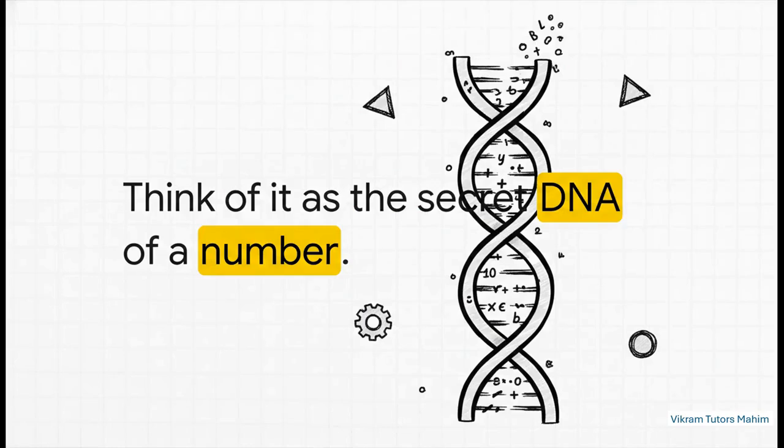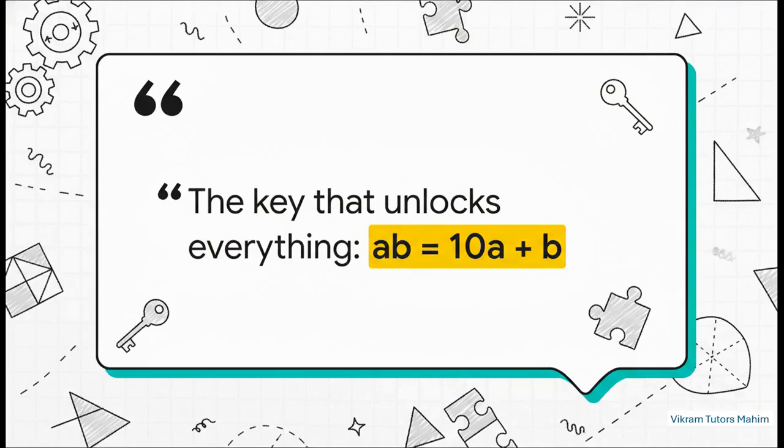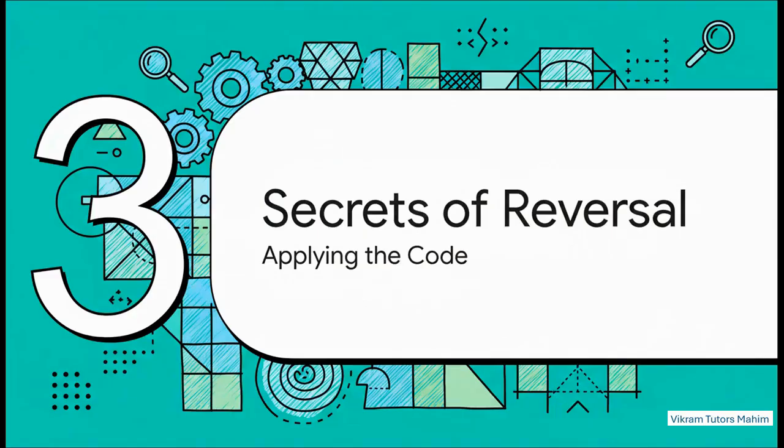Honestly, the best way to think about it is like this. The generalized form is the secret DNA of a number. It tells you exactly what it's made of, its fundamental structure. And once you know that, you can do some amazing things. So this is it. This is the big one. If you only remember one thing, let it be this little formula right here. AB equals 10a plus b. Because this isn't just a formula, it's the master key that's going to let us unlock all kinds of number puzzles.